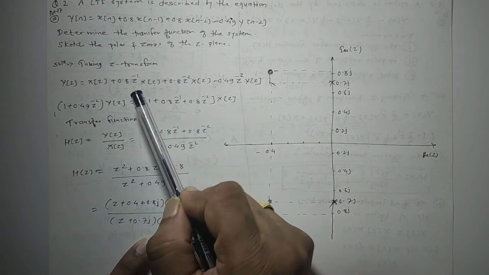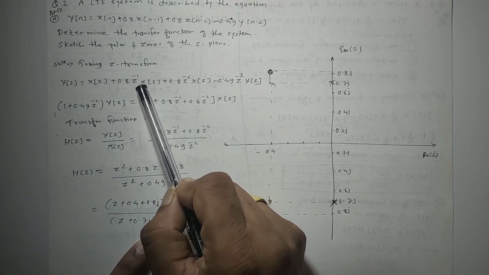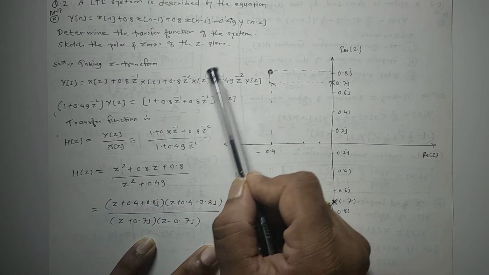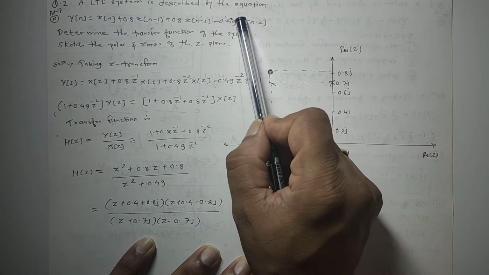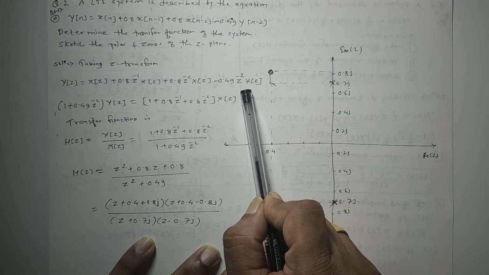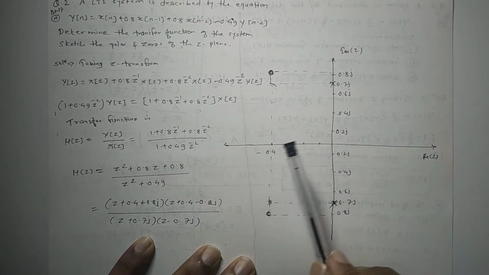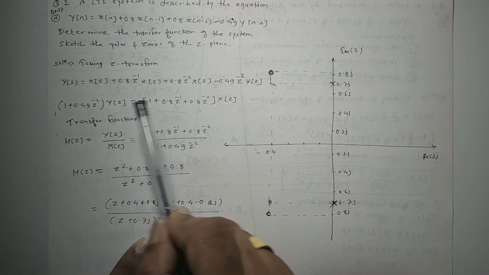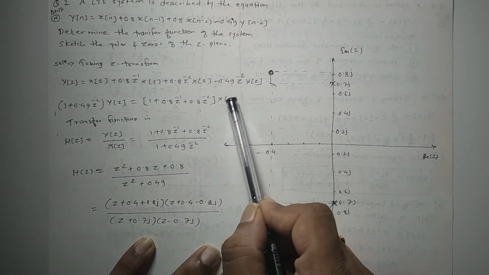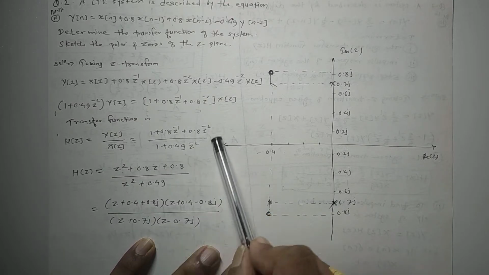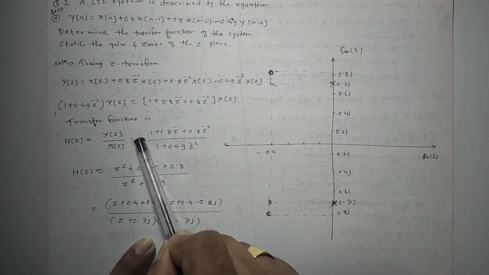x of n minus 1 has the Z transform z raised to minus 1 x of z, plus 0.5 z raised to minus 2 x of z, minus 0.49 z raised to minus 2 y of z. Then combine the terms of y of z on the left hand side and combine the terms of x of z on the right hand side. So the terms are combined here, and then we'll obtain the transfer function y of z upon x of z. So this is the transfer function. Okay, h of z, the system transfer function will be this one.